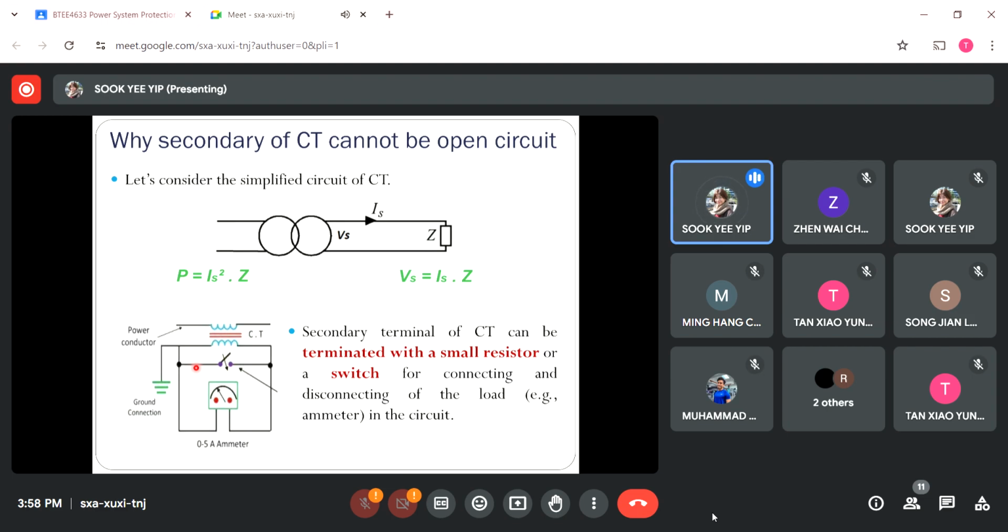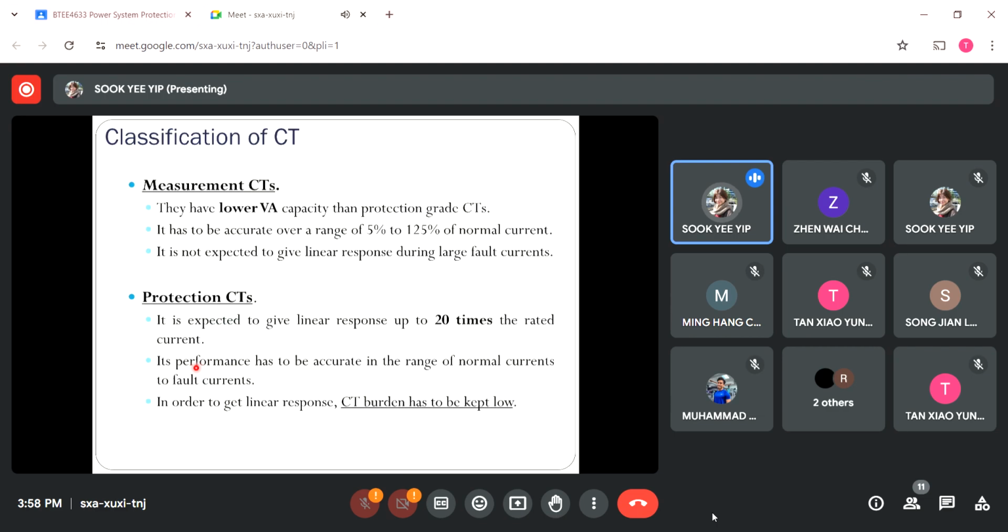Okay. So for the current transformer itself, there are different ways for us to classify what kinds of current transformers we have, based on their functionality.